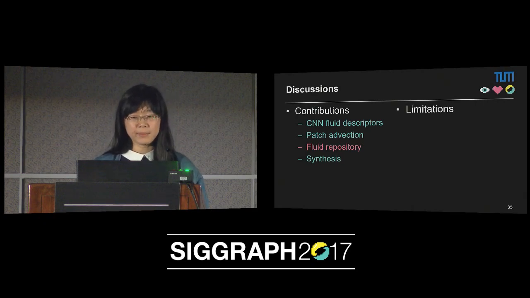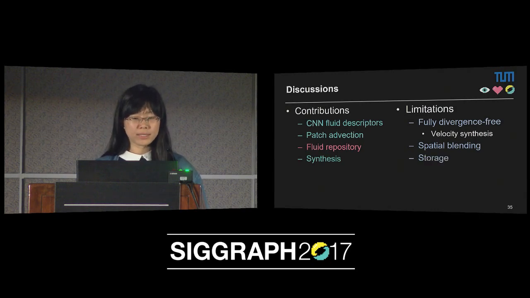And we also have some limitations. Since we work on the density, there's no guarantee for the fully divergence freeness, so it would be interesting to work on velocity synthesis in the future. There are also spatial blending needed, and we also need larger storage to save our repository.